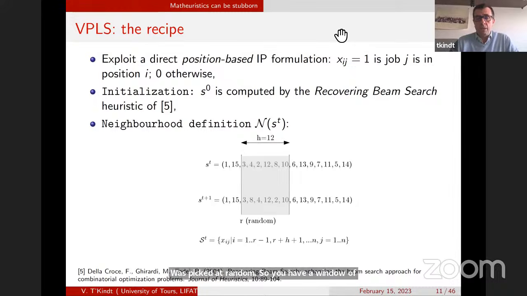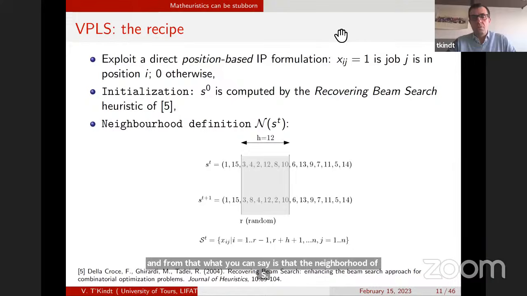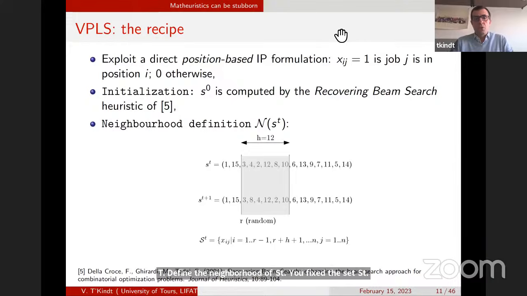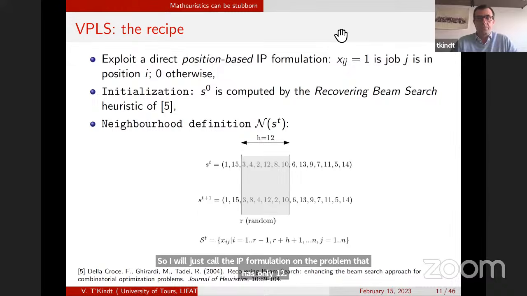And from that, to define the neighborhood of ST, you fix the set ST of variables x_ij corresponding to jobs and positions which are outside the window. So in a sense, you say, I fix jobs 1 to 5 at the beginning of the schedule and 6 to 14 at the end of the schedule. And what I will do is reoptimize in the window. So I will just call the IP formulation on the problem that has only 12 jobs and all the other jobs are fixed.